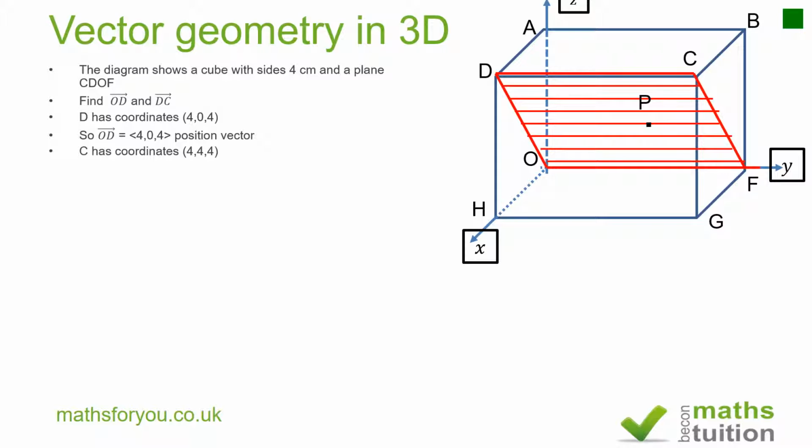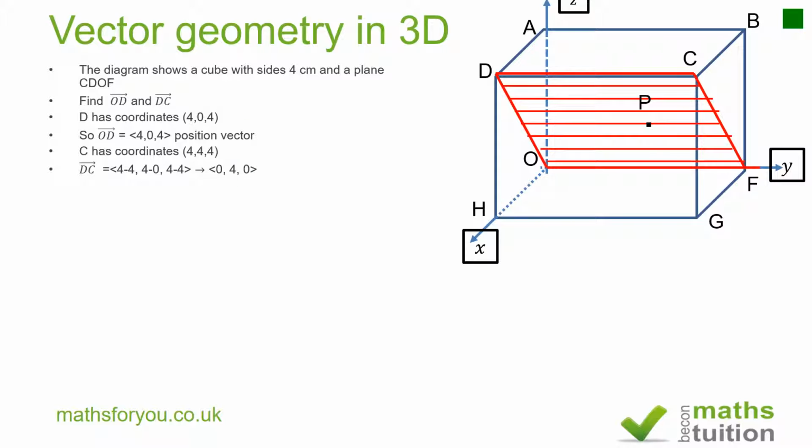To find the vector DC, we subtract the coordinates of D from the coordinates of C. That will give us the components of vector DC as 0, 4, 0. Okay, now that's part A.